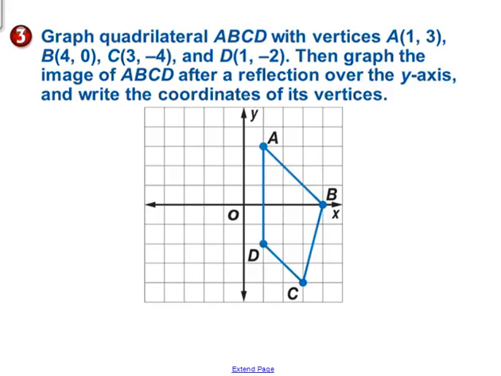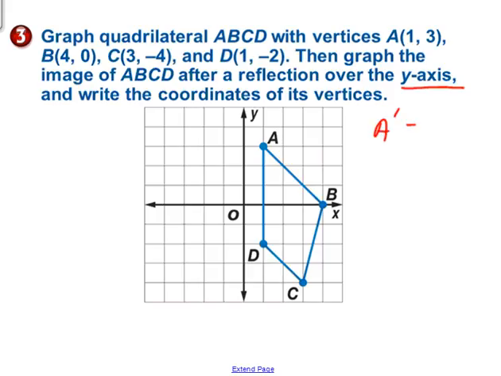We have a graph of the quadrilateral ABCD with vertices at A (1, 3), B (4, 0), C (3, negative 4), and D (1, negative 2). It's already done here for us. Then graph the image of quadrilateral ABCD after reflection over the y-axis. This time we're flipping it over the y-axis. So the y values stay the same, the x value becomes its opposite.